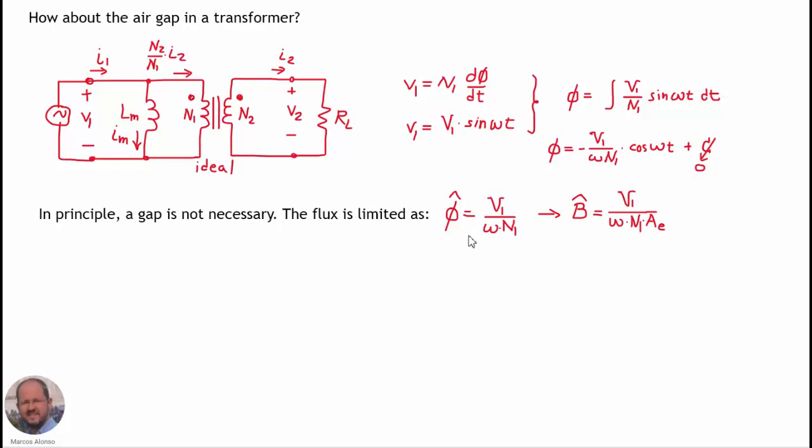The peak value of the flux is going to be limited by this expression here: the peak voltage applied to the primary divided by the angular frequency times the number of turns of the primary, and the magnetic flux density can be obtained by dividing this expression by the cross-sectional area. So we can see that here the air gap in the transformer takes no effect, and we can limit the peak value of the magnetic flux density using the parameters in this expression.